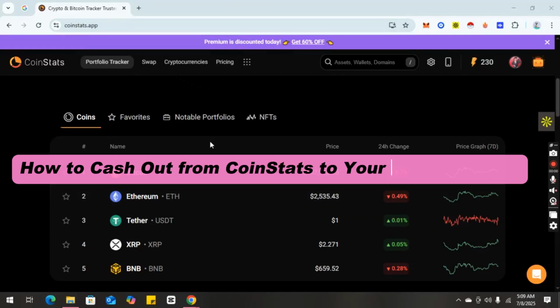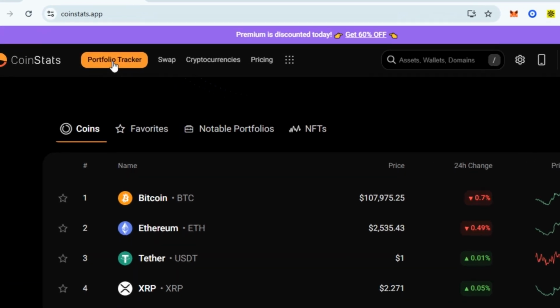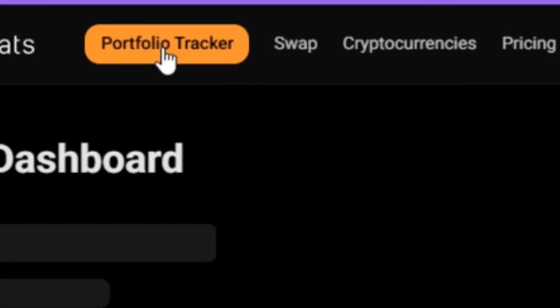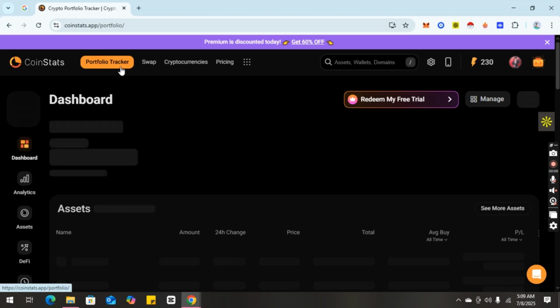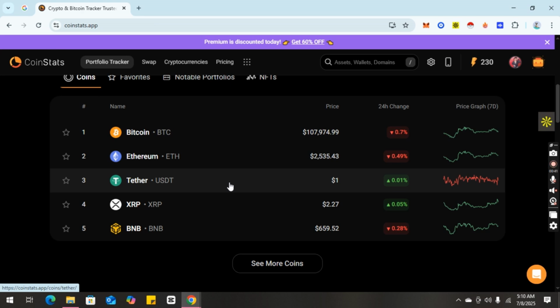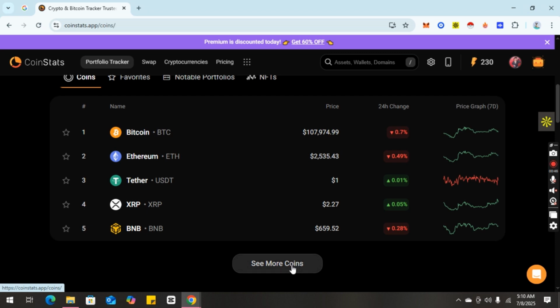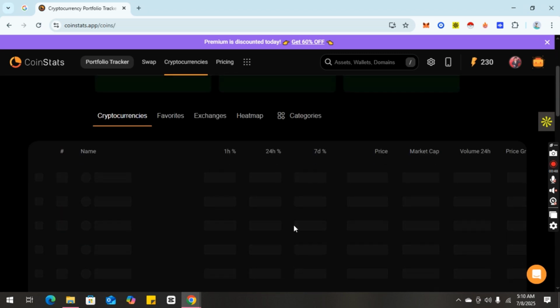How to cash out from CoinStats to your bank account. To cash out from your CoinStats, open the CoinStats app and go to the Portfolio tab where your wallet or exchange is displayed. Tap the Sell or Cash Out button, available only if you are connected to a supported exchange like Binance, Coinbase, or Kraken. Choose the crypto you want to sell, like Bitcoin or USDT.